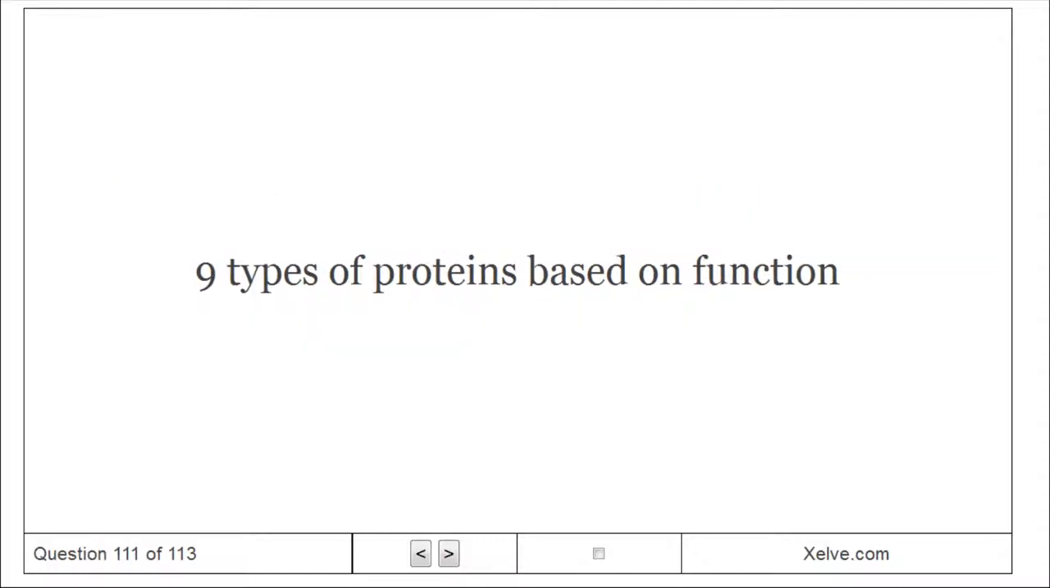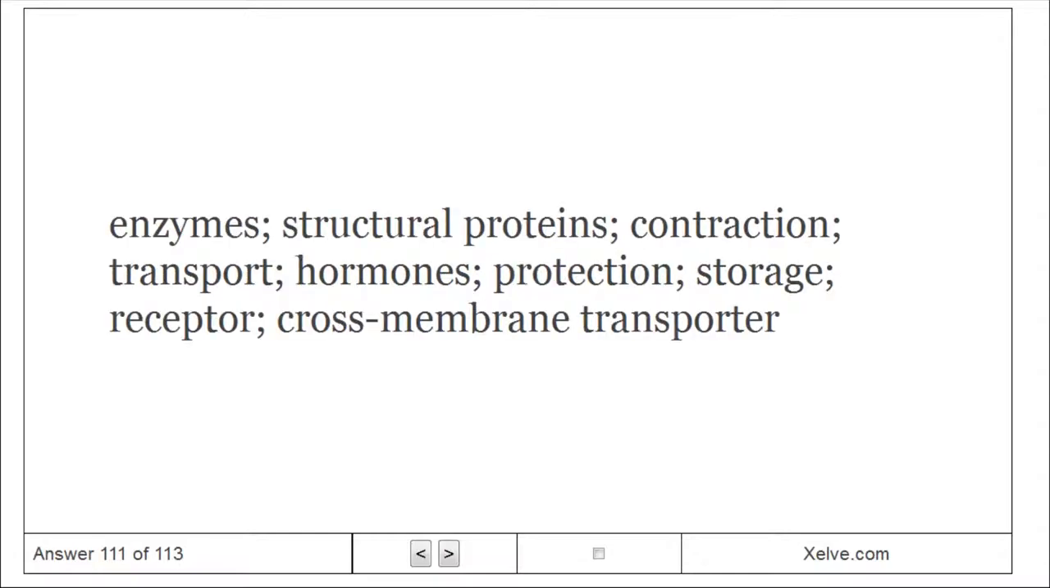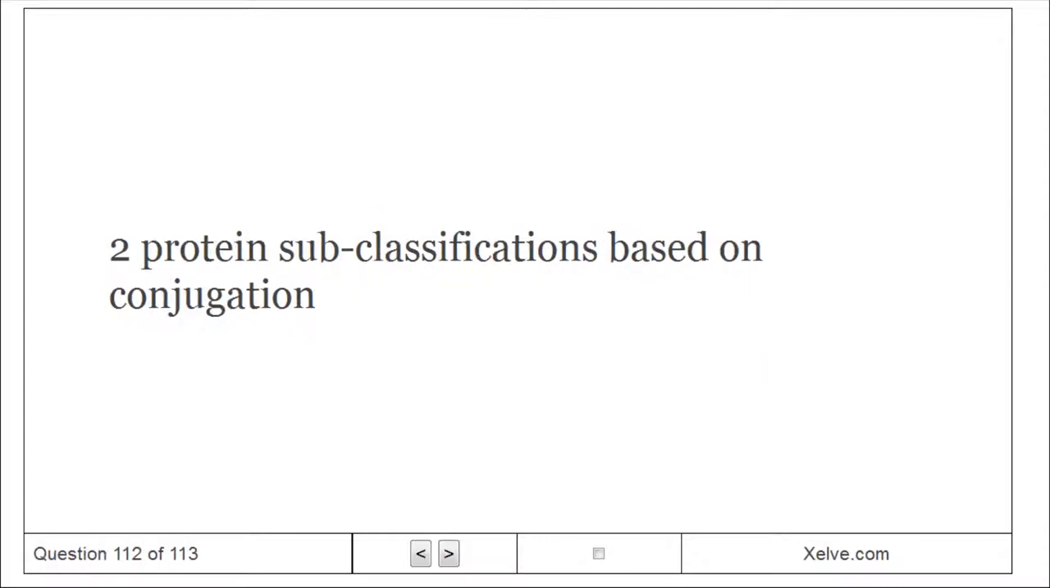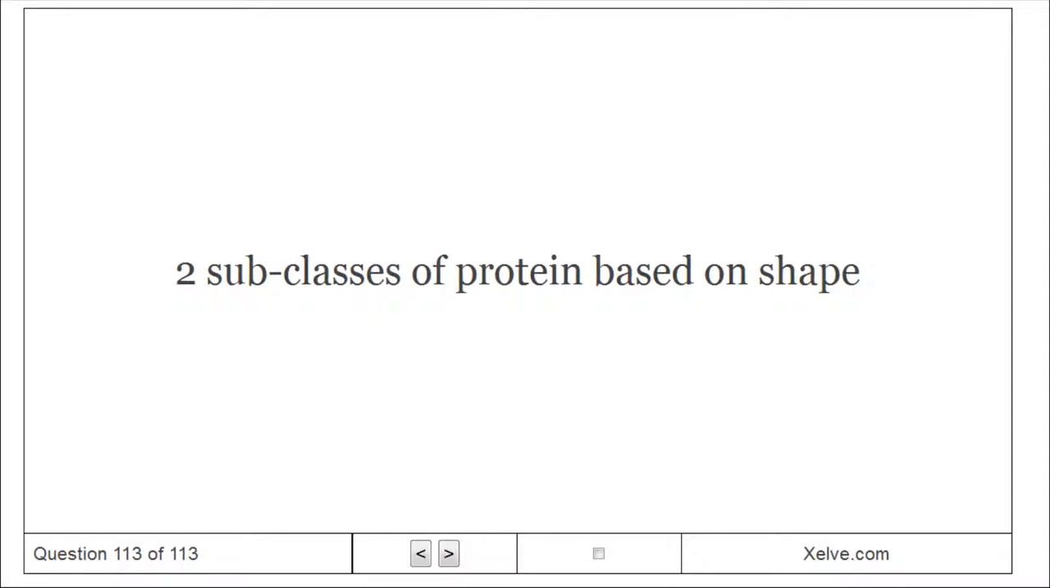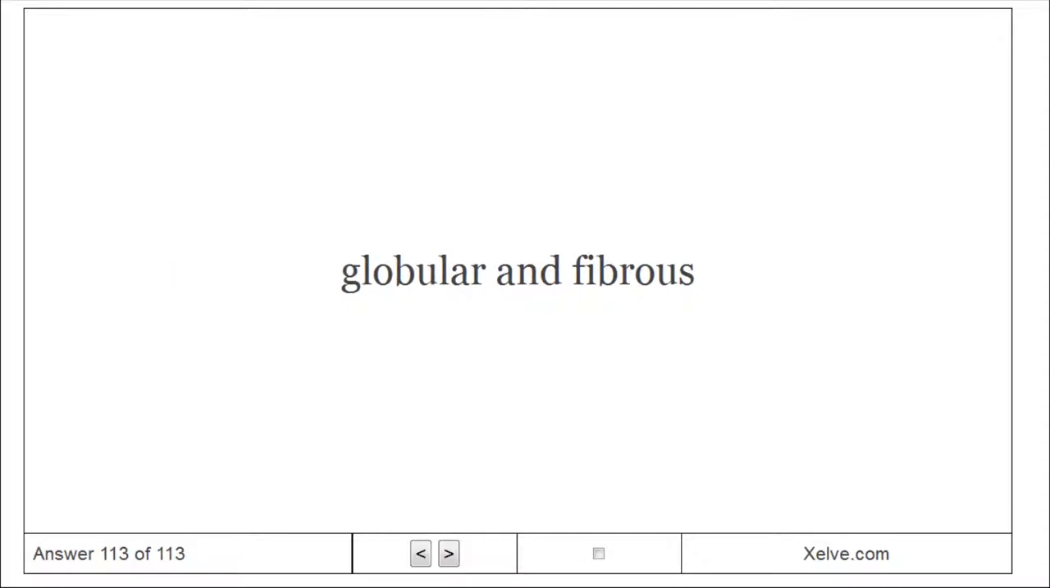Nine types of proteins based on function: enzymes, structural proteins, contraction, transport, hormones, protection, storage, receptor, cross-membrane transporter. Two protein subclassifications based on conjugation: simple and conjugated. Two subclasses of protein based on shape: globular and fibrous.